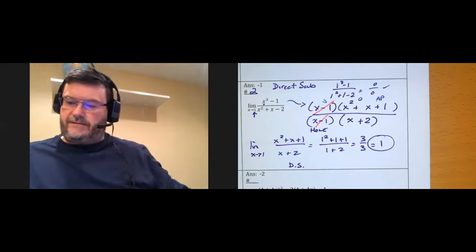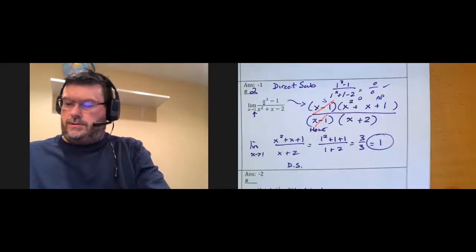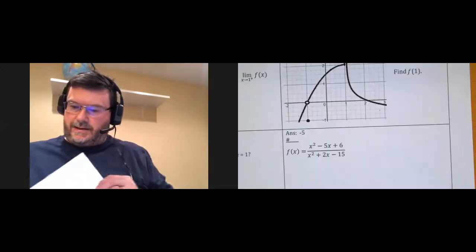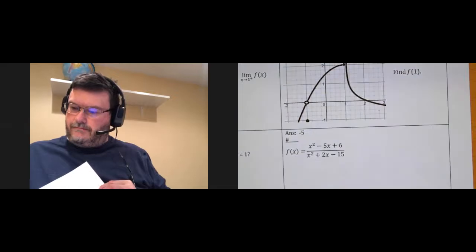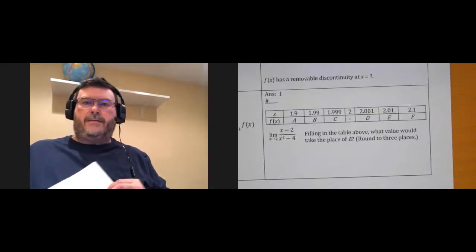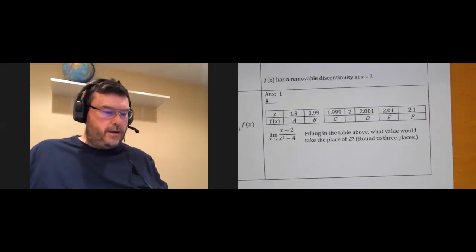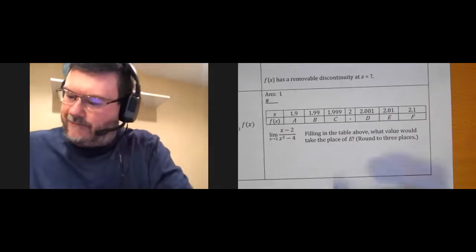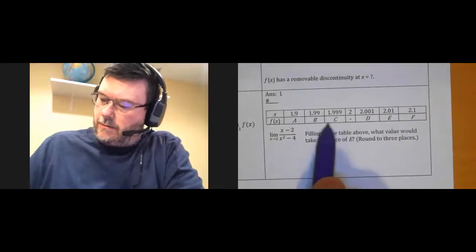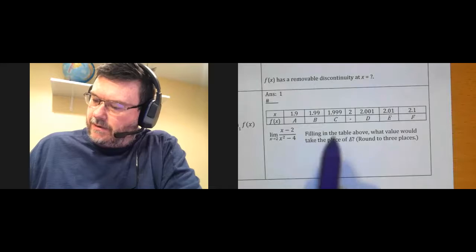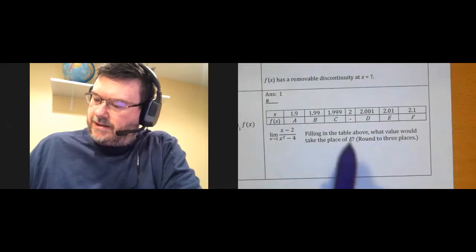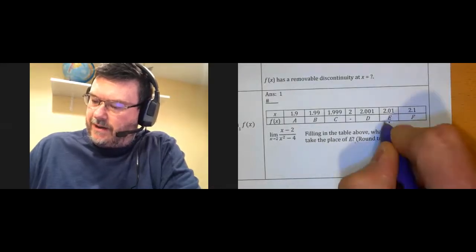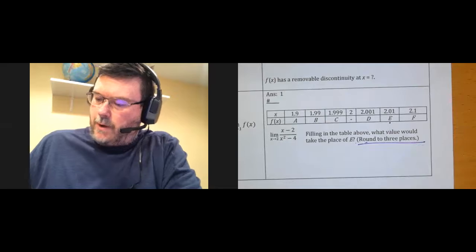All right, so let's find 1 someplace. I think that's on the second page, and that is in the bottom right corner. And in the bottom right corner, what they are asking you to do is to find this table. They don't want these values. Fill in the table, what value would take place of e. They want this y value. So we're going to round to 3 places.